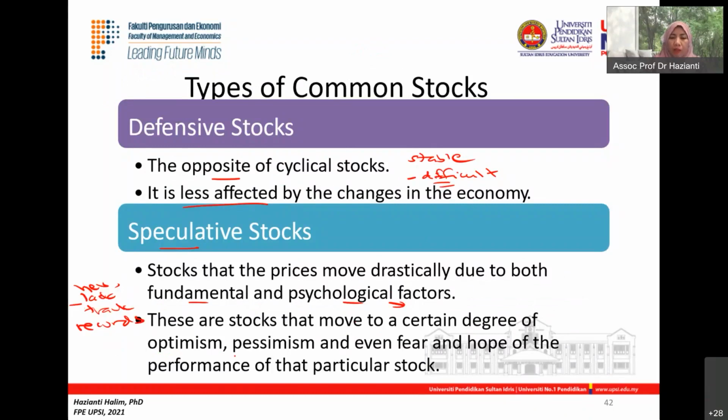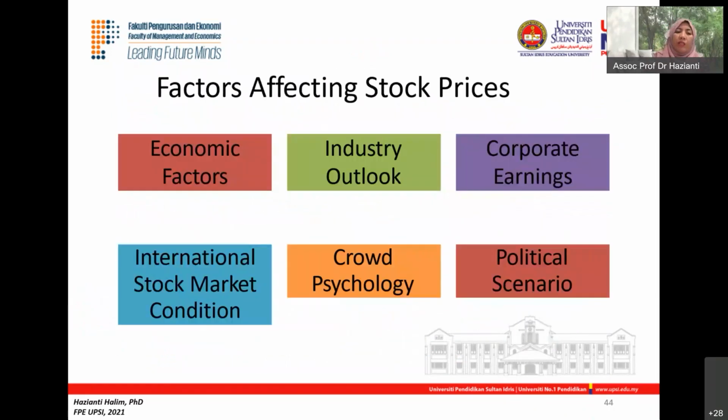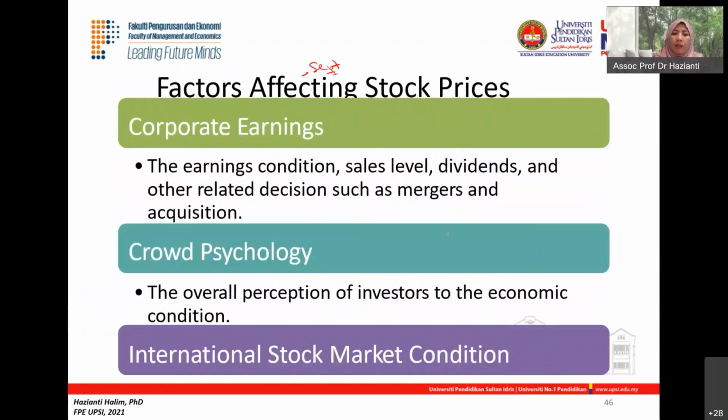depending on the investor, if they are optimist, pessimist, or they have fear, or they have hope, so that will actually affect the stock price and their overall perception. They want to sell, want to buy, or they are greedy, or they have fear towards the industry. So this is where the qualitative factor comes in. And of course, the international stock market condition. Okay, so ini pun samalah, if everything goes well, then the stock price also goes up.